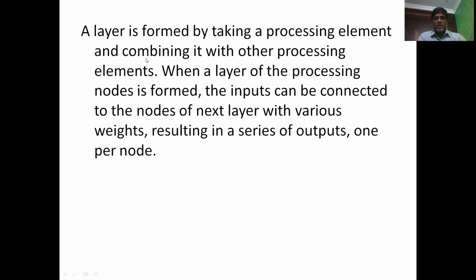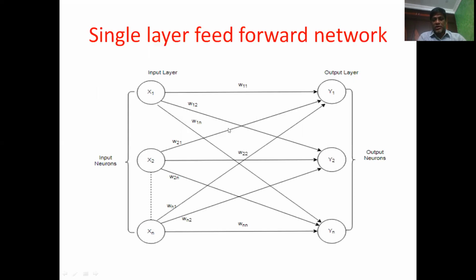So that's what I explained. Layers are formed by taking processing elements and combining them together with the other processing elements. When a layer is identified, the inputs can be connected to the nodes of next layer with various weights, resulting in a series of outputs, one per node. Okay, that's what it is shown here, right? These neurons are grouped together to form the input layer, and these neurons are grouped together to form output layer, and these are connected with some weights.